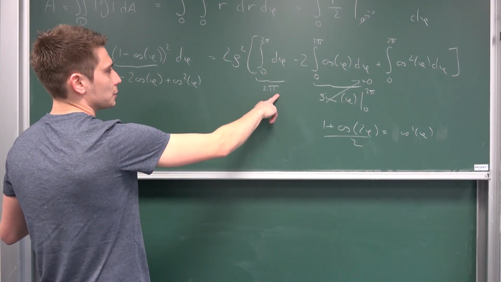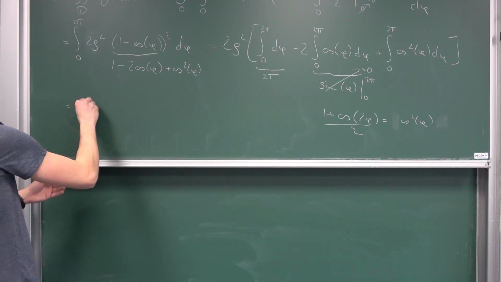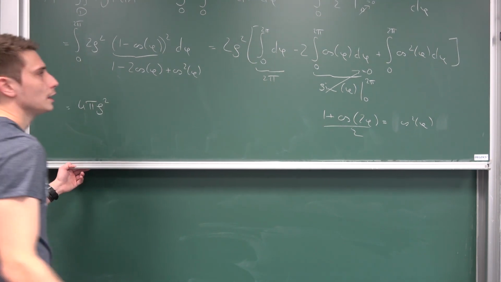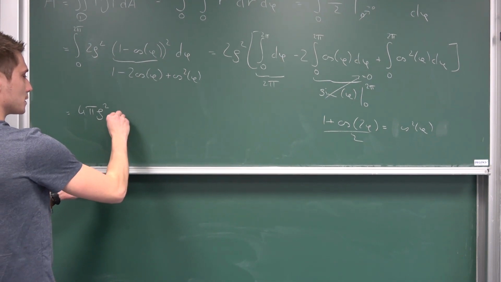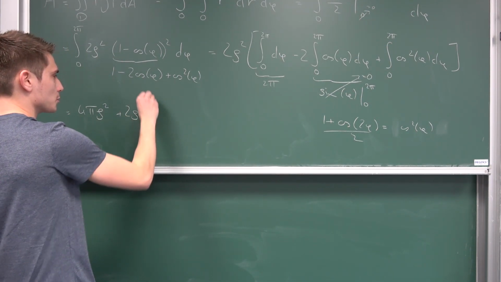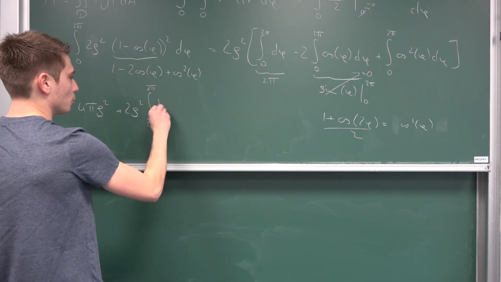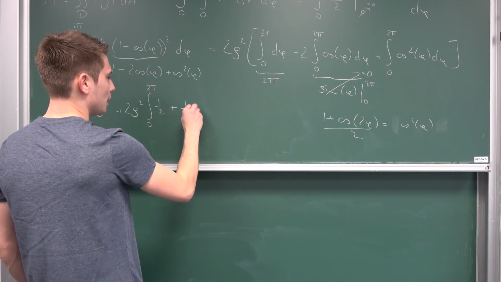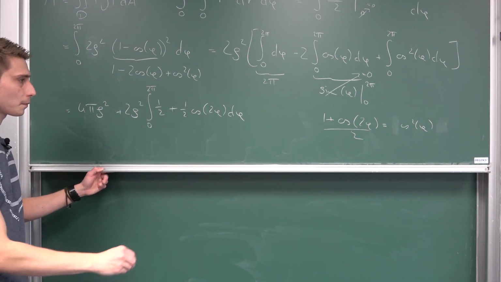At first we are going to have this part. This is 4 times pi times rho squared. And then we have 2 times rho squared, distributing this into everything. So plus 2 times rho squared. Then we have an integral from 0 to 2 pi of 1/2 plus 1/2 times the cosine of 2 times phi d phi.